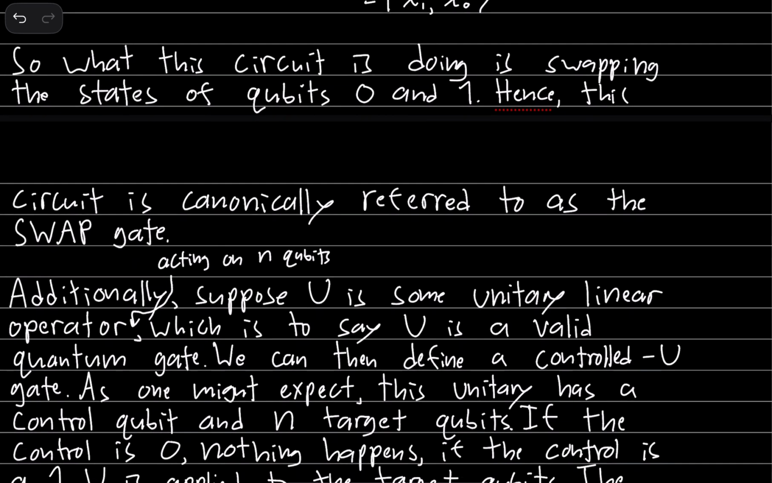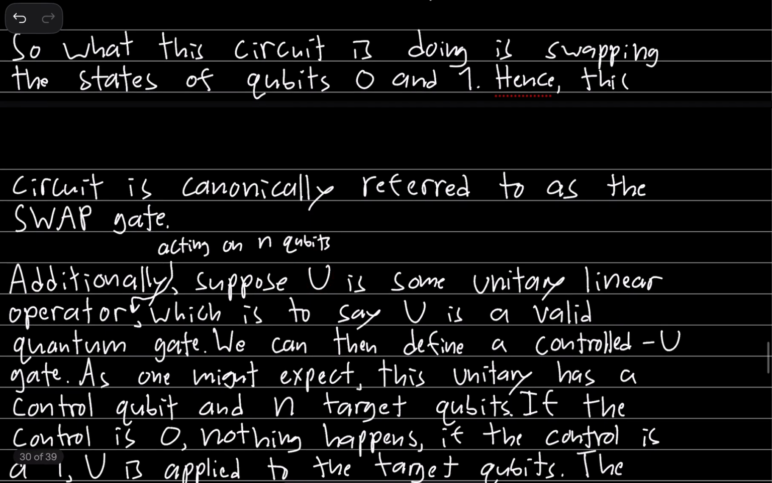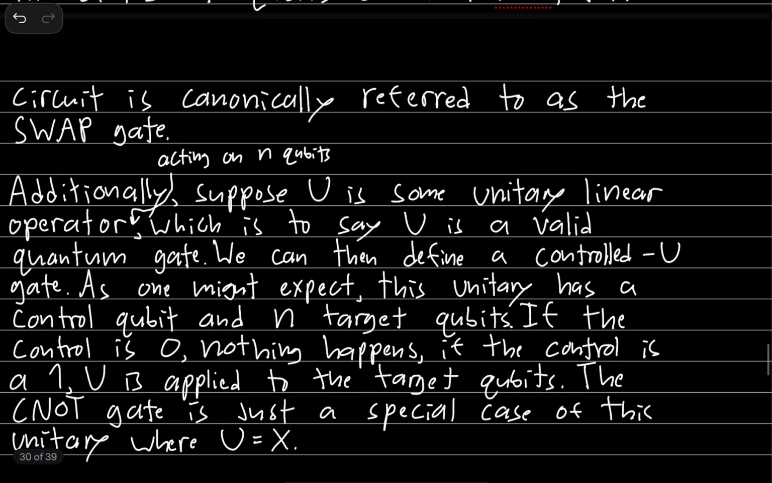Additionally, suppose that we have some unitary linear operator U, right? That's just saying U is a valid quantum gate. We can then define a controlled U gate. So we're just extending the controlled NOT gate. We can make the controlled unitary arbitrary. So as one might expect, this unitary has a control qubit, just like in CNOT, and n target qubits. In the specific CNOT gate, we only have one target qubit. But if we have an arbitrary unitary that acts on n qubits, we can have that as well.